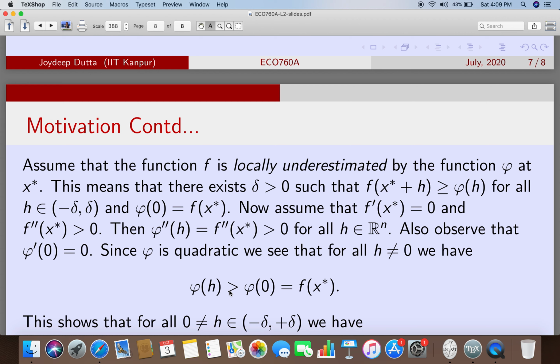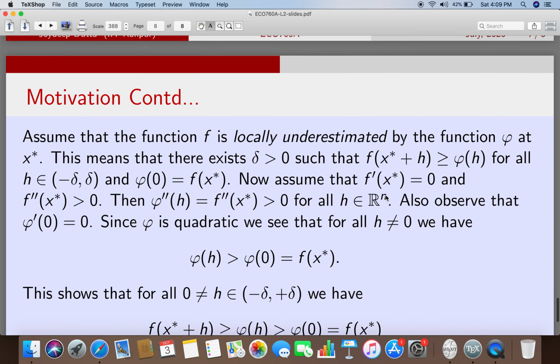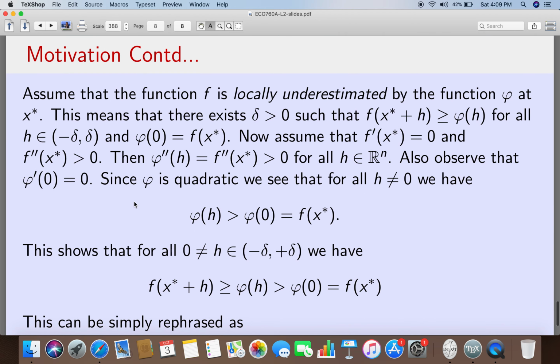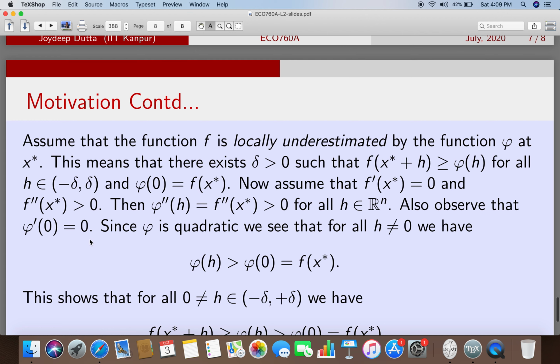Now, observe that if you take the second derivative of phi of h, you will get f double dash x star. This half will cancel with the derivative of h square. So now, if I take phi dash of h, what I'll get? I'll get f dash x star plus f double dash x star times h. Now when I put h equal to 0, I have f dash x star. So phi dash of 0 is actually f dash x star, and if f dash x star is equal to 0, phi dash 0 is 0.